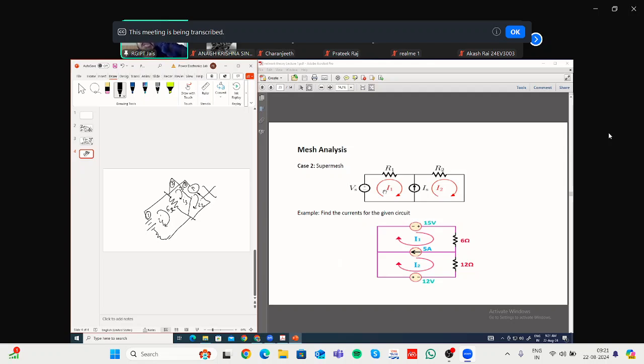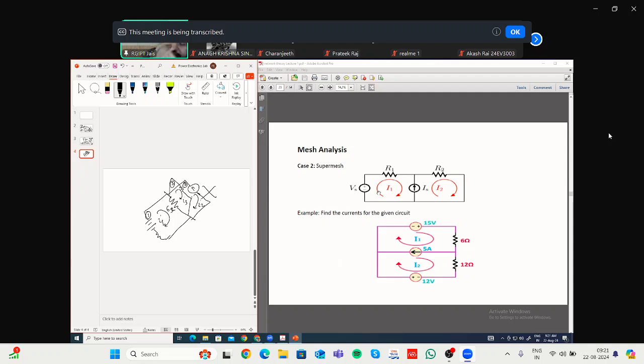You cannot solve it using the previous method. The initial steps remain the same. That means you have to identify the meshes and the currents in the meshes. Those things remain the same. Now, while writing the KVL equation, you will face problems. That's why it is a bit different, but you will understand.